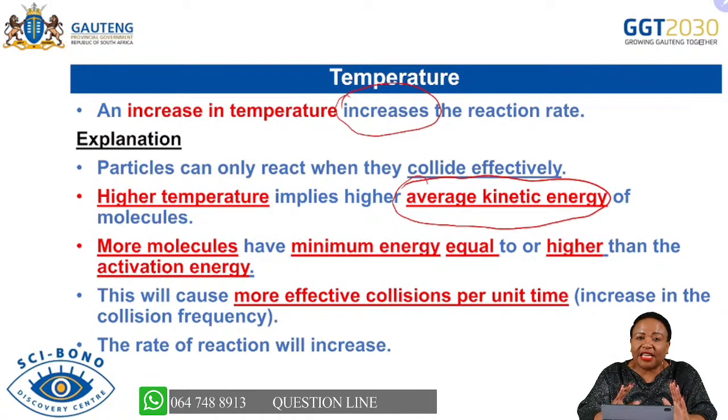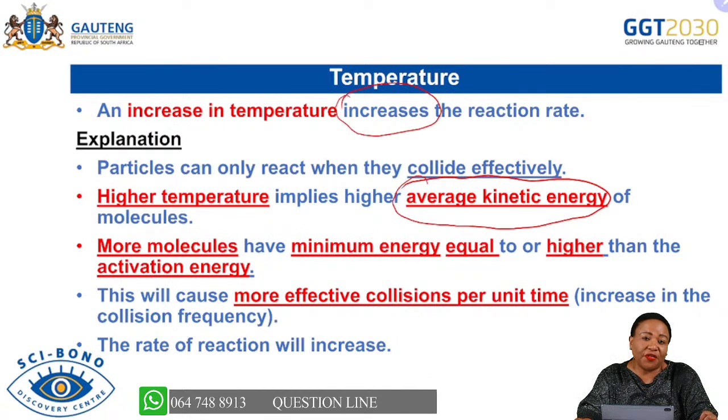Each and every factor affects the rate of reaction in a different way. So you need to know how each factor affects the rate of reaction. So what will the temperature do? It will increase the average kinetic energy of the molecules, making sure that there will be more molecules which have enough activation energy, and therefore there will be more effective collisions per unit time and the reaction rate will increase.